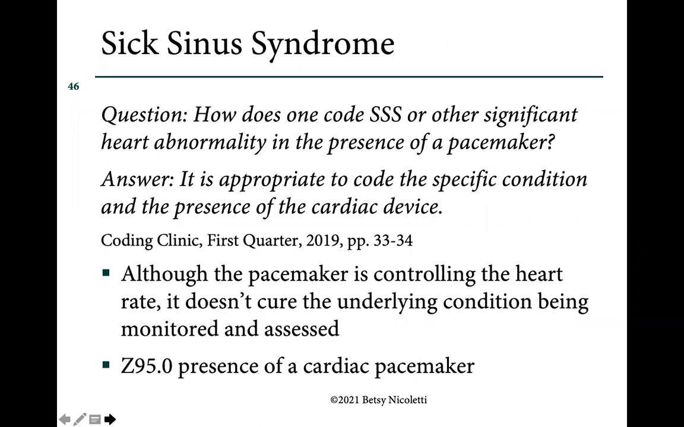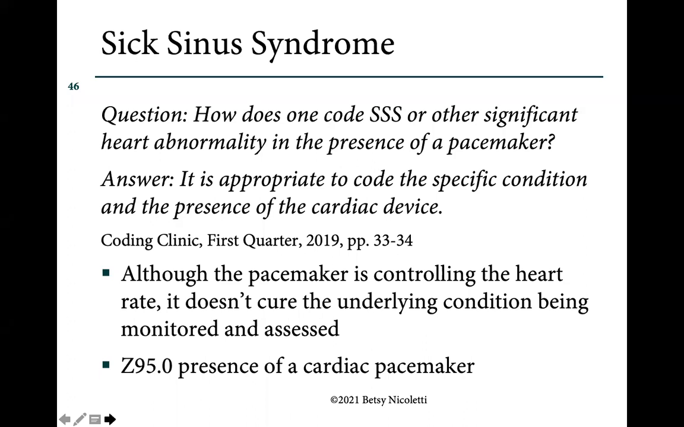So how does one code sick sinus syndrome or other significant heart abnormality in the presence of a pacemaker? The answer: it is appropriate to code the specific condition and the presence of the cardiac device. We just saw that sick sinus syndrome had a risk score of 0.268, whereas presence of cardiac pacemaker, Z95.0, doesn't have a RAF score. The thinking is that although the pacemaker is controlling the heart rate, it doesn't cure the underlying condition that you are monitoring and assessing.